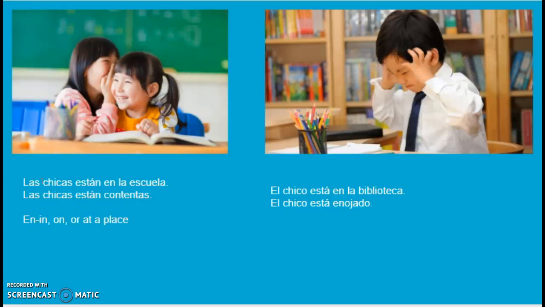So here's a few examples with estar. So I could say where these people are. Las chicas están en la escuela. They're always going to be in a school, so I used estar. And then las chicas están contentas, for how they are. For how you feel and where you are, always use the verb estar. Then you can also notice I use en for in. They are at the school, because when you're at a place you use en.